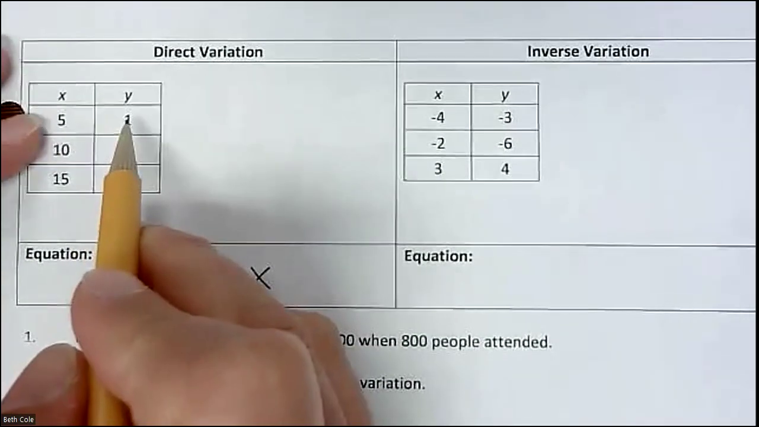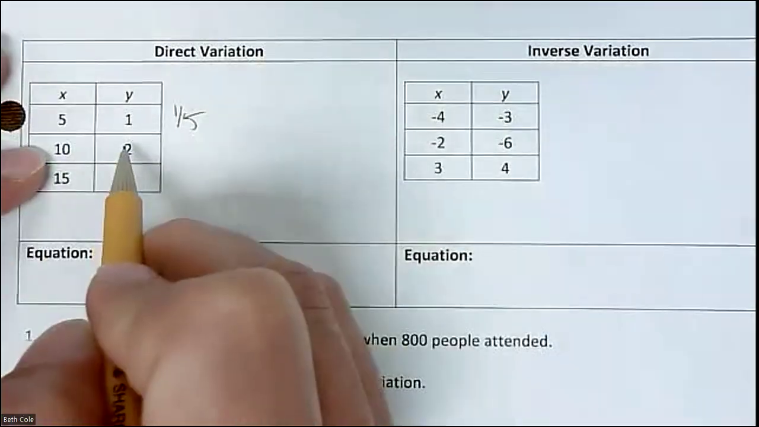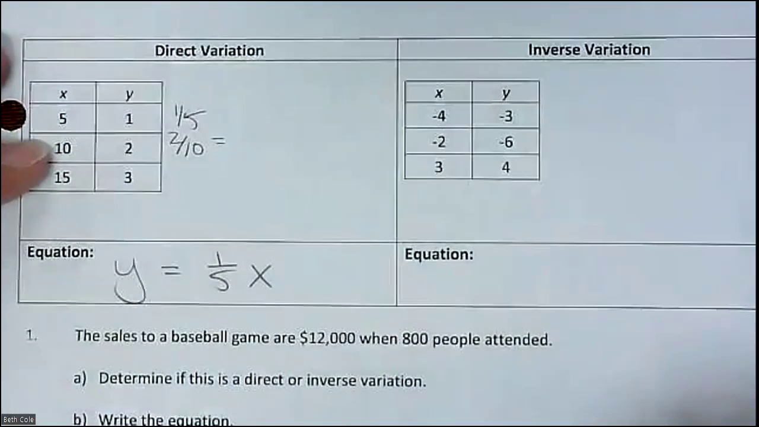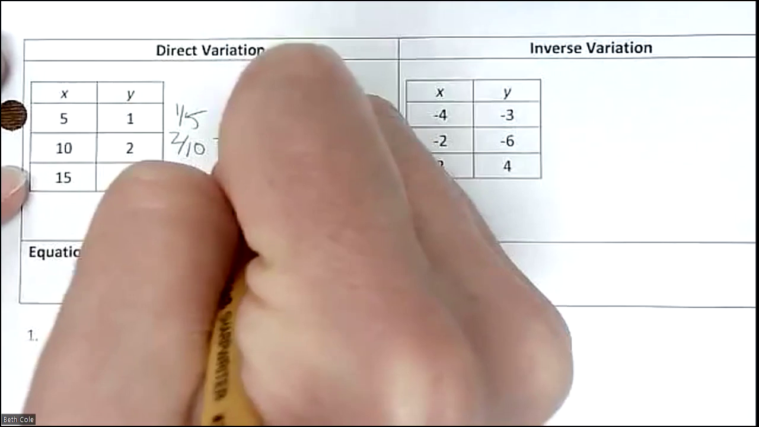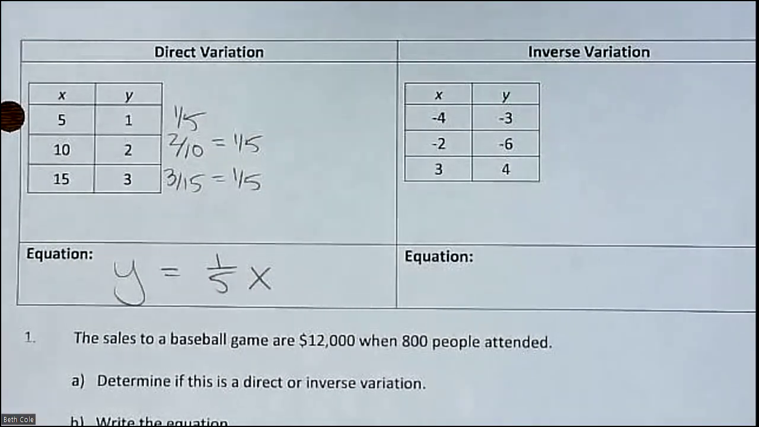Here's the other way you can tell. If you take 1 over 5, see how that's 1/5? If you take 2 over 10, what does that reduce to? 1/5. You guys see what I'm doing here? 3/15 would also be 1/5. All right, so I want you to type them in and look at it. Make sure they make a line, but you can also just use the numbers to do that.